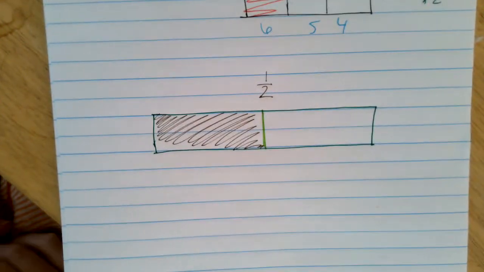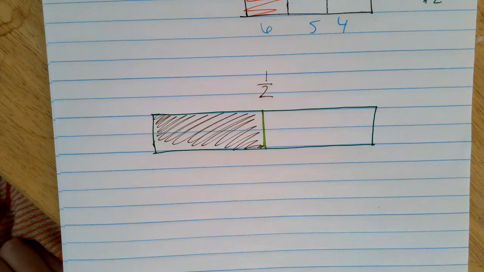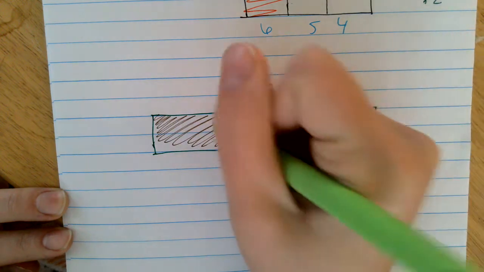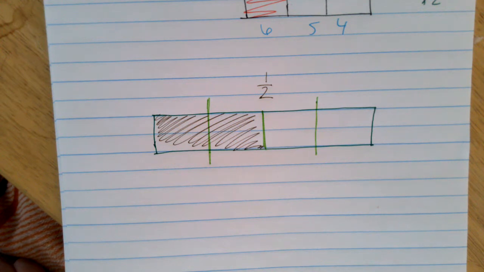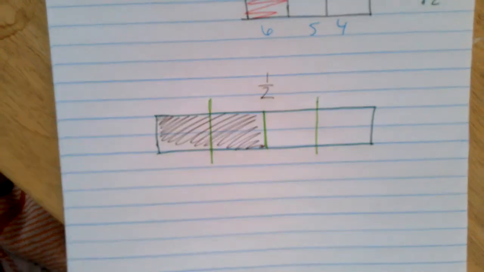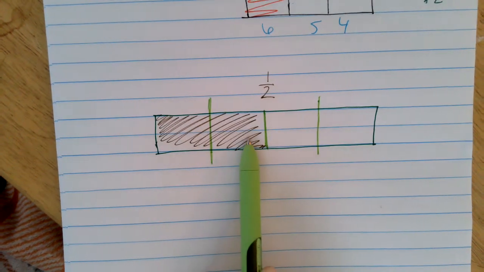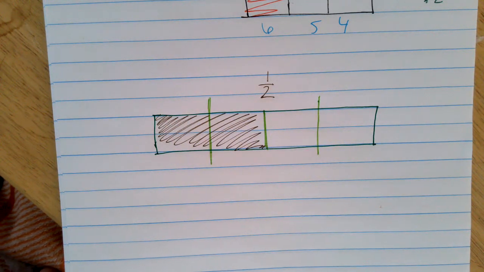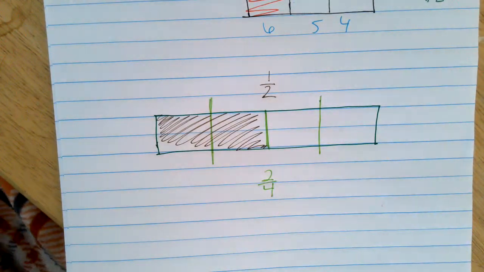Now what if I broke it into four equal parts? Well, I have two equal parts. So if I cut this one in half and this one in half, how many parts do I have shaded now? One, two, three, four. I have two shaded of the four. So I have 2/4, two of the four parts shaded.